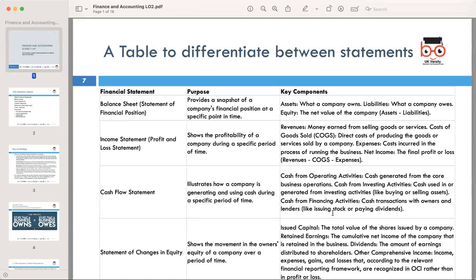So the last one, statement of changes in equity. This statement shows the movement in owner's equity, or capital, over a period of time, and includes the following components: issued capital, retained earnings and dividends, and other comprehensive income.